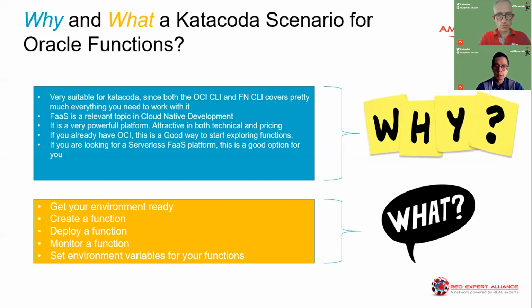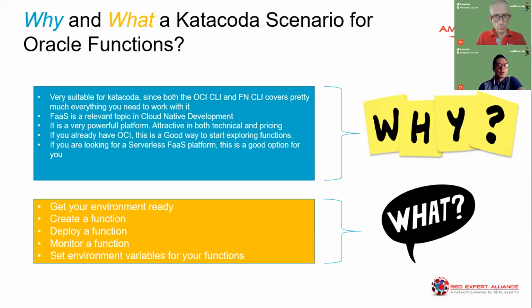That's one reason. Function as a service is very relevant for cloud native development. So if you are doing cloud native development and you are deciding which function as a service platform to use, then this is a good way to start and get engaged with Oracle Functions. The platform is very powerful and it is very attractive in terms of pricing. So if this is your first time taking a look at the platform, then you can go to the pricing side of the house and you can see that this is very suitable for you. If you already have OCI, then this is a good way to start exploring functions. And if you are looking again for a serverless platform, then this can be an option for you. Okay, that was the why.